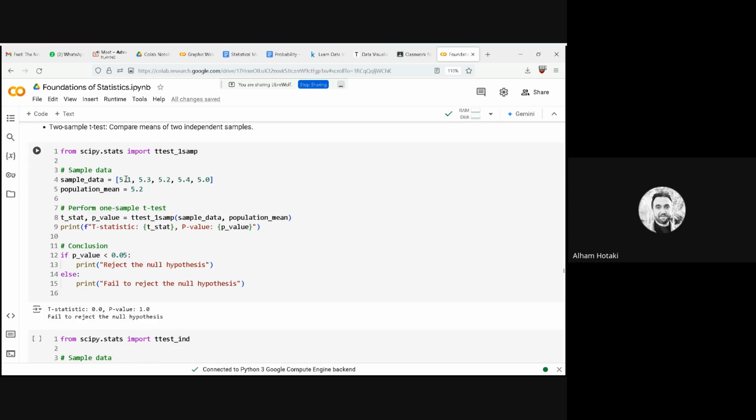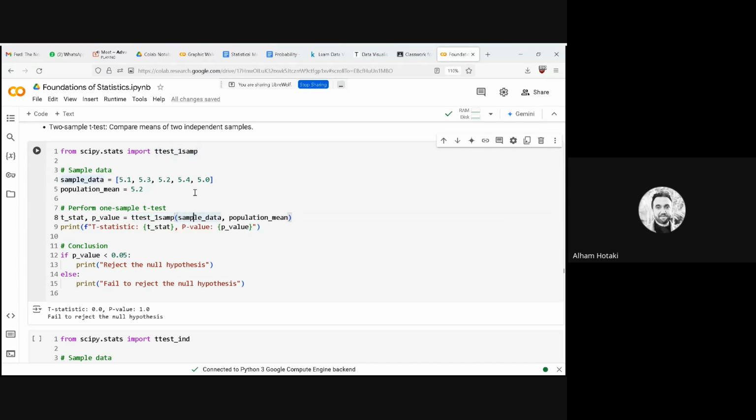We have sample data, for example, this is sample data of heights of different people. And we are saying, okay, within this village the average height of the population is 5.2 feet, for example. Now let's conduct one sample t-test. Okay, t-test and p-value. This is the formula for that t-test.